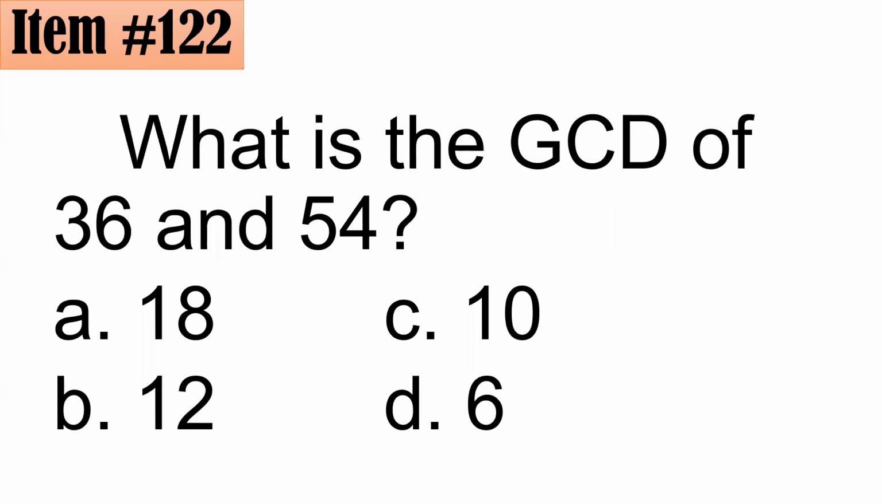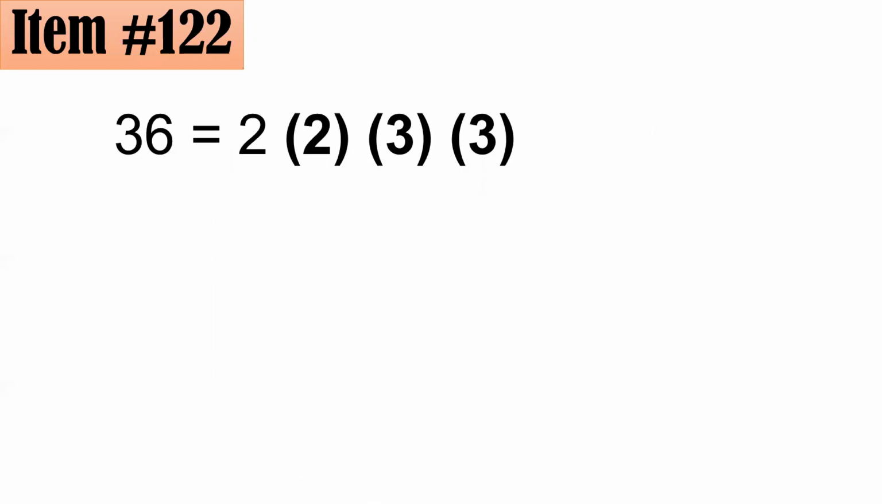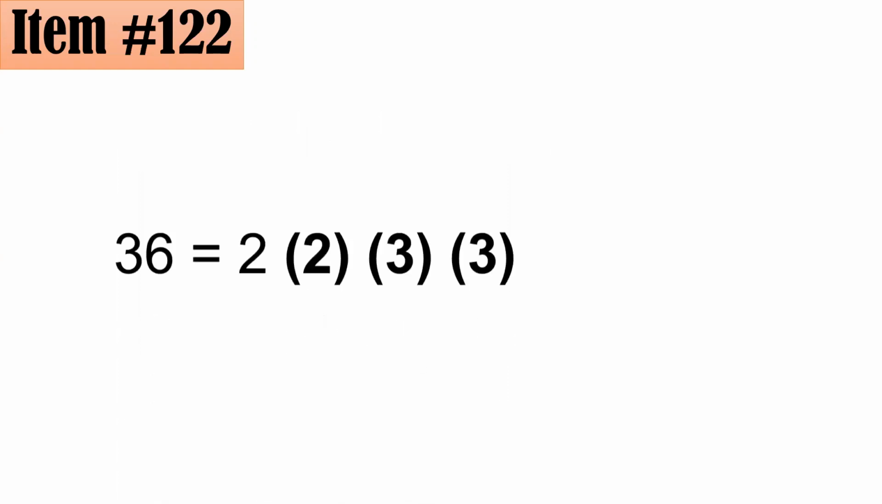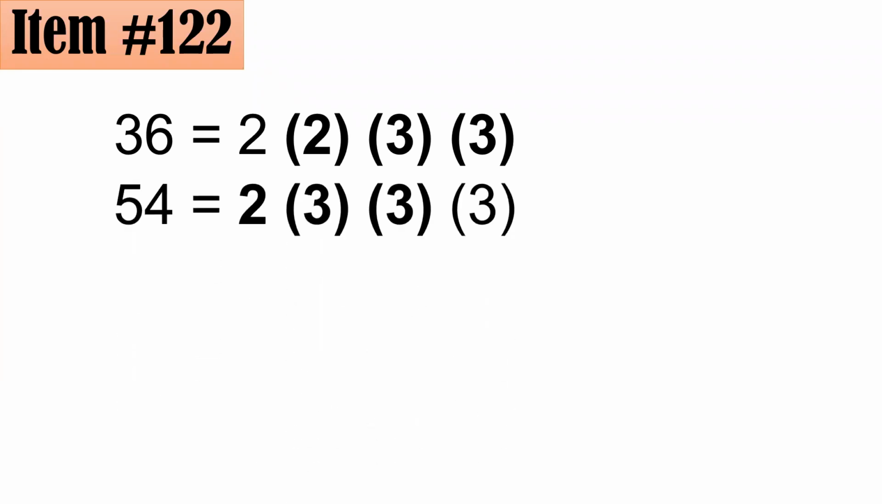Okay. Take note, there are many ways of getting the greatest common factor. And I'll just give you one of them, which is using prime factorization. By prime factorization, you could verify this on your own. 36 is equal to 2 times 2 times 3 times 3. Or pwede ring 2 squared times 3 squared. All right. Ano naman po yung prime factorization ni 54? Ito po ay 2 times 3 times 3 times 3.